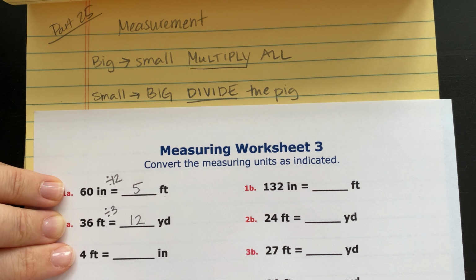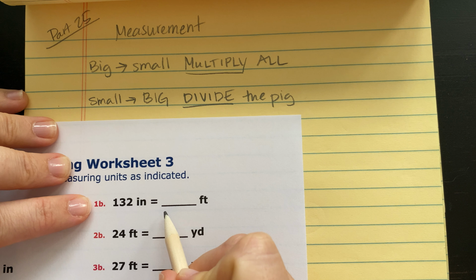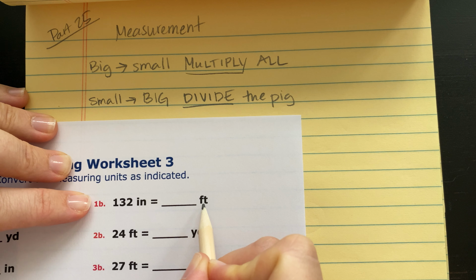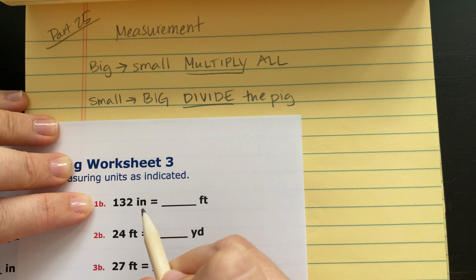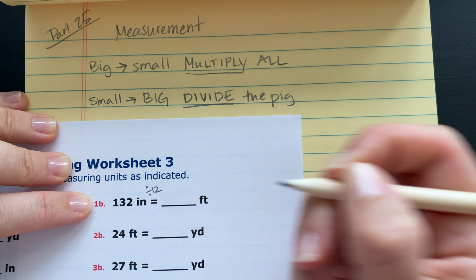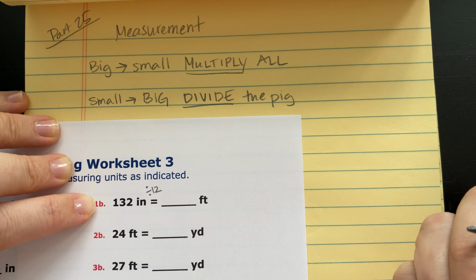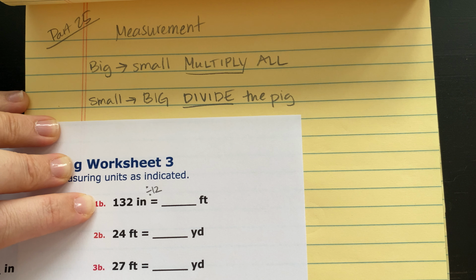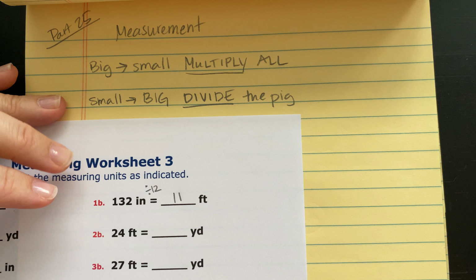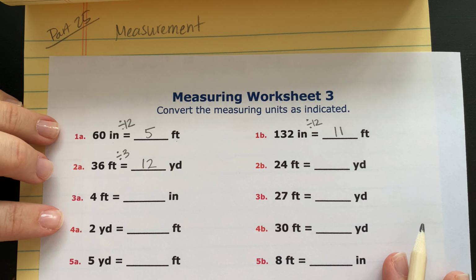Okay, let's do one more. Let's do this one over here. 132 inches is how many feet? So again, we are going small to big. We are going to divide the pig. So how many inches are in 1 foot? That is 12. So we would divide by 12. 132 divided by 12, that would be, anybody know? 11. Good. Okay, so that is small to big. We divided the pig. Let's do some big to small.